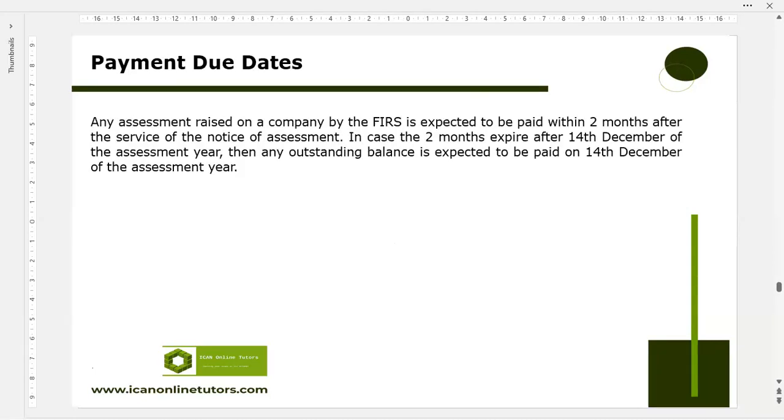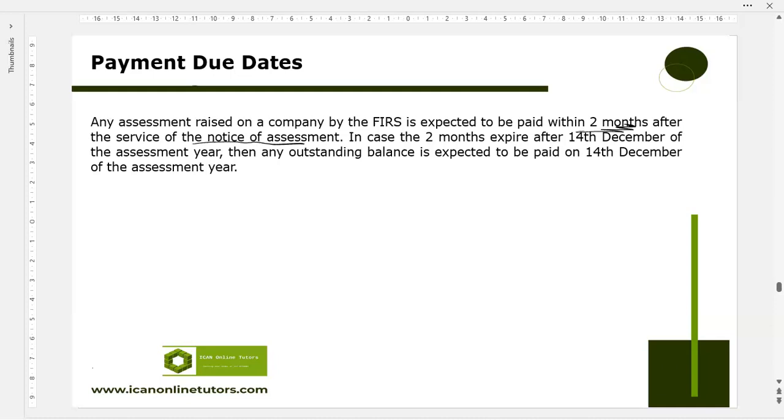And in some other case, it could be both. It could be imprisonment and fine. So when is the payment due? Where an assessment is raised on a company by the FRS, this is expected to be paid within 2 months after the service of the notice of assessment.